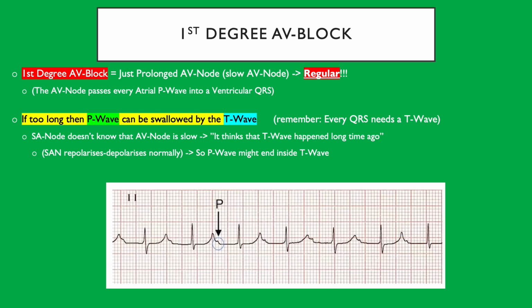So here you see that the SA node depolarized, but the previous one, the AV node was too slow, so the QRS came slower, the T wave came slower, but the SA node doesn't know that. The SA node thinks that from this time until this time, it was more than enough to finish the whole QRST, okay? So be careful if sometimes you see this one, the P wave can be at the end of T if the PR interval is too prolonged, okay? So first degree, if you don't see P waves, try to find them inside the T. That's your first degree. In healthy individuals? First degree AV block, yes.